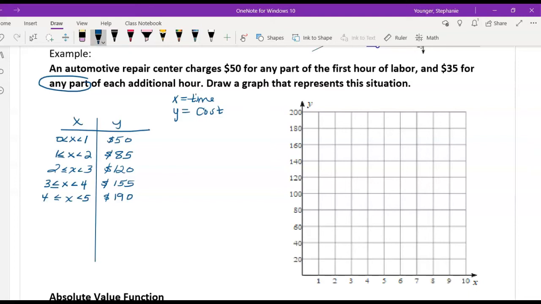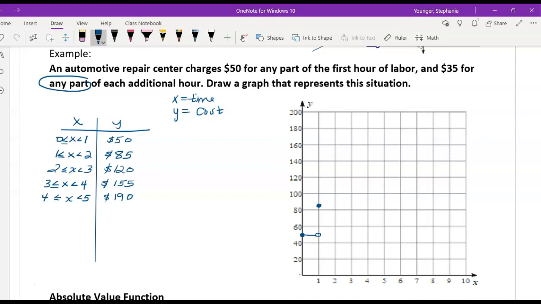So we go to 0, and we can include 0. So at 0, we're at 50. And then for any part of that additional hour, we go across, and we go all the way to the hour mark, except we cannot put a solid dot on 1, because once we hit that 1 hour mark, it goes up to the next value of 85. So here I'll go to 85.